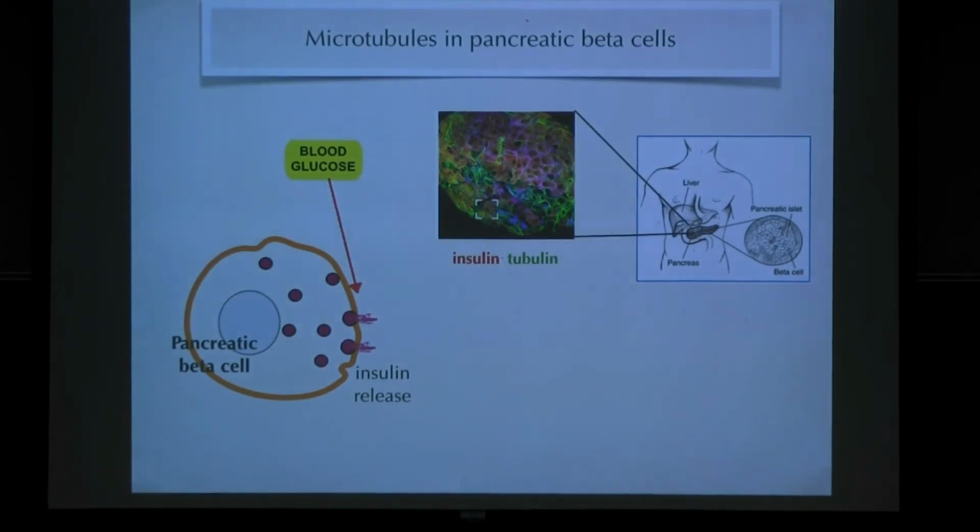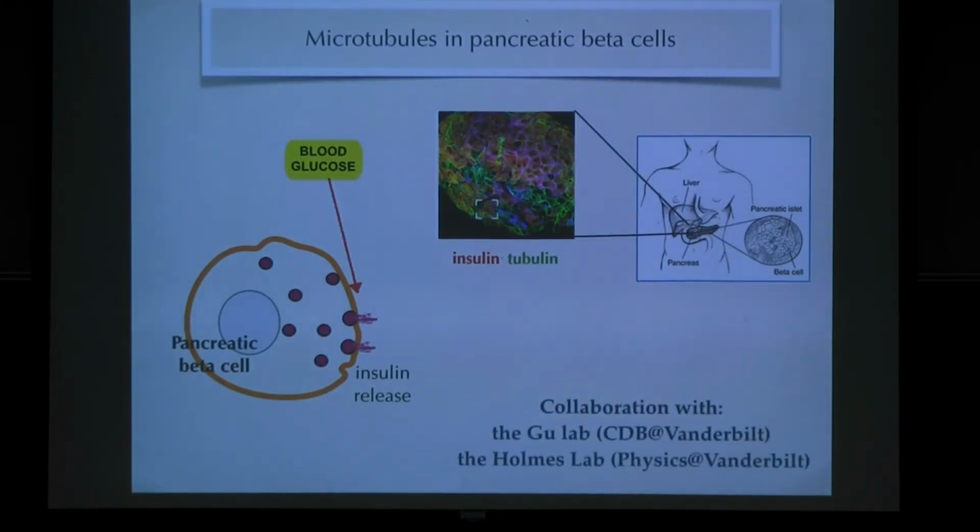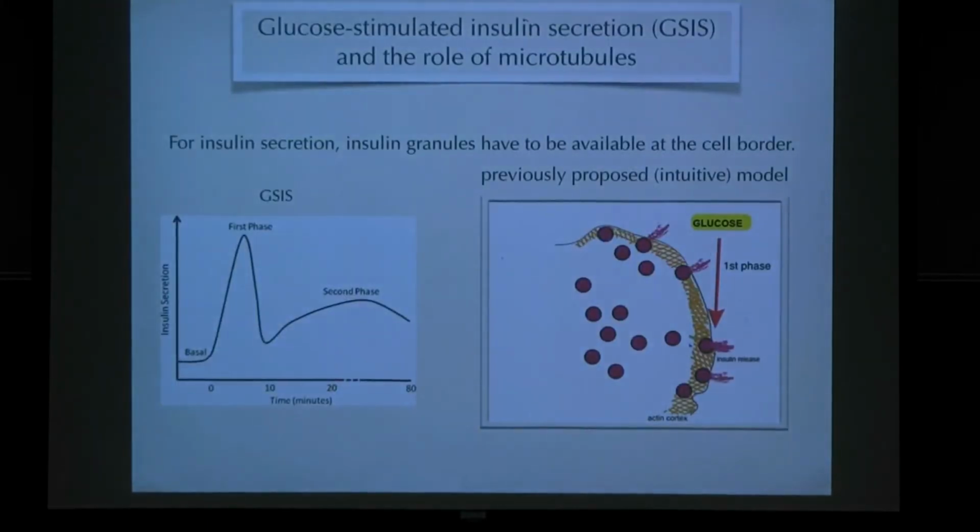However, the role of microtubules in insulin trafficking and secretion has not been explored very well so far. So we started looking at it a few years ago, and again, this is collaboration with the GU lab in our department, and again with Bill in terms of computation. So we started off just simply looking at the secretion process. How does the insulin secretion occur? It occurs in two waves. Once the cell or the pancreas receives the glucose signal, it secretes in two waves.